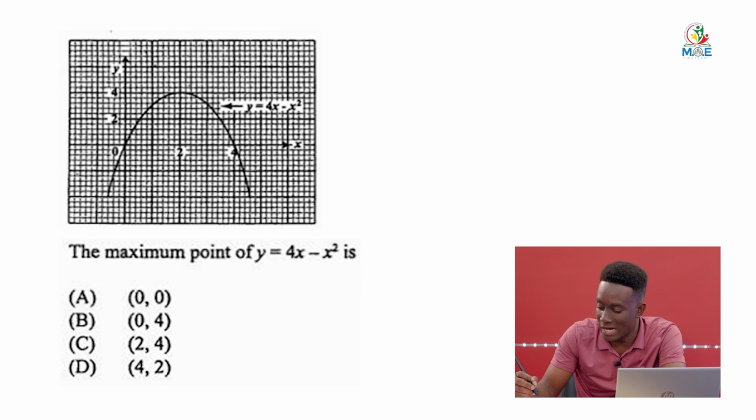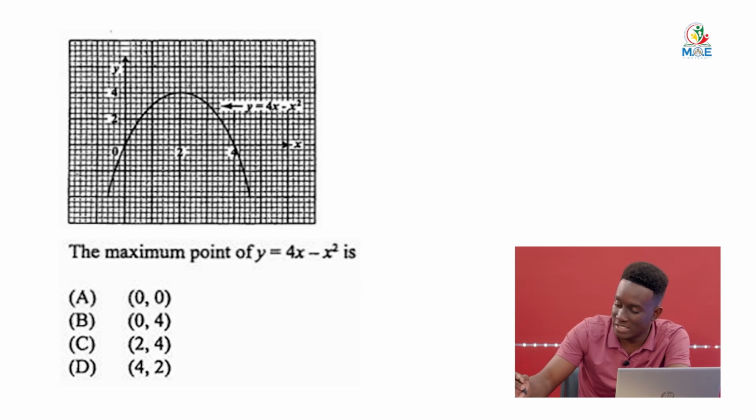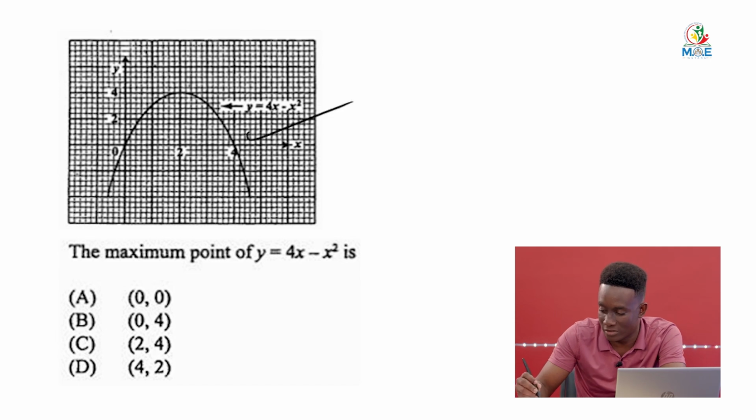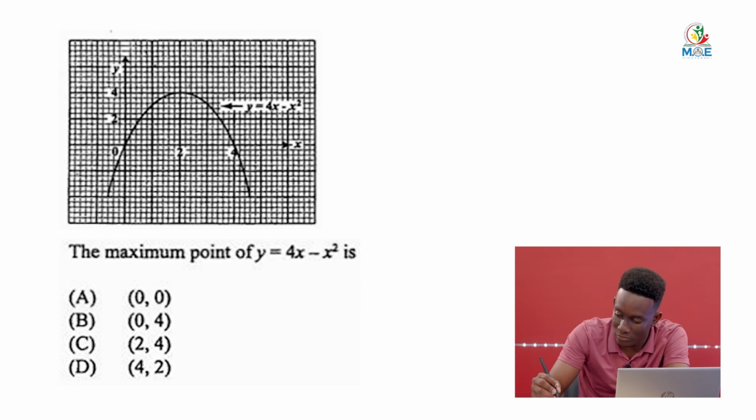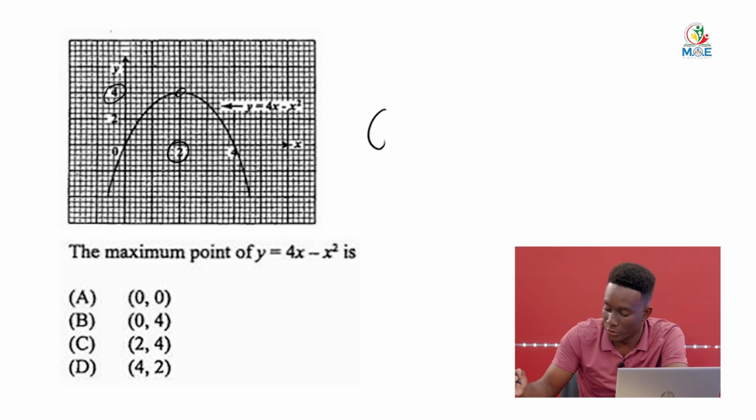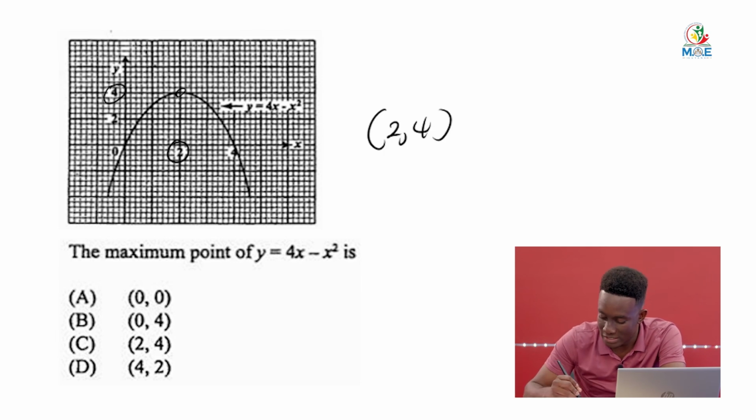So the last one says, the maximum point of y equals 4x minus x to the second power is. So we see this here is the graph representing that function. The maximum point would be the highest point on the graph. And we see the highest point on the graph would be right here. So we want the coordinates for that point. We go 2 across and we go 4 up. So the coordinates would be (2, 4). So (2, 4) would be C. So the answer here is simply C.